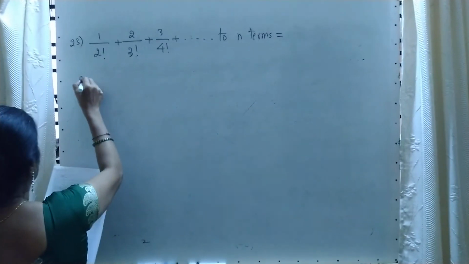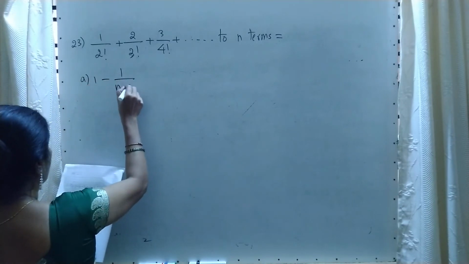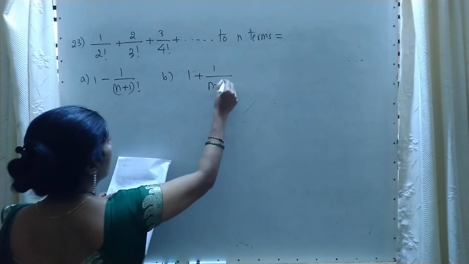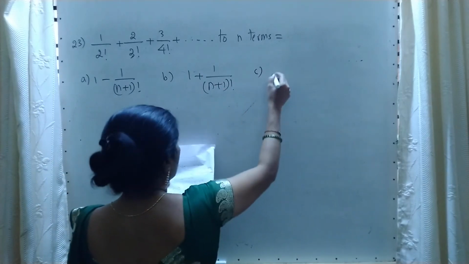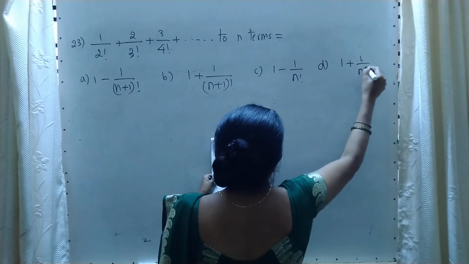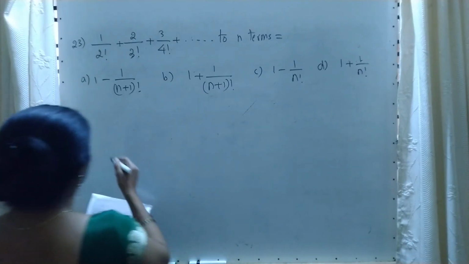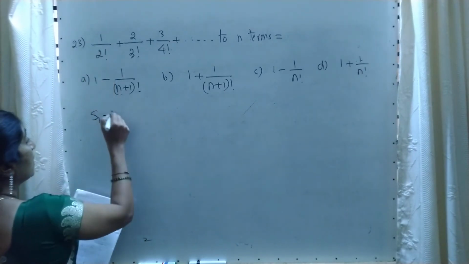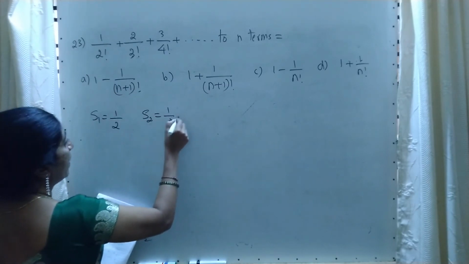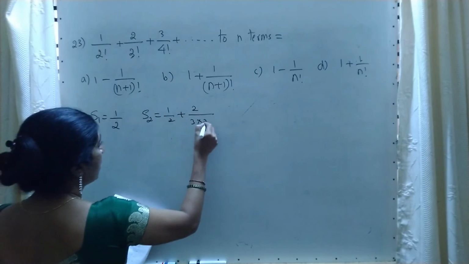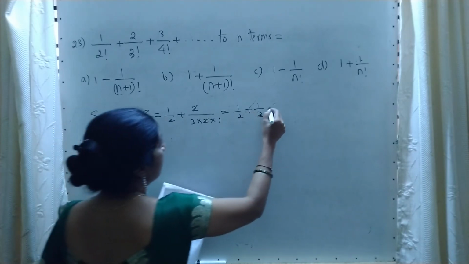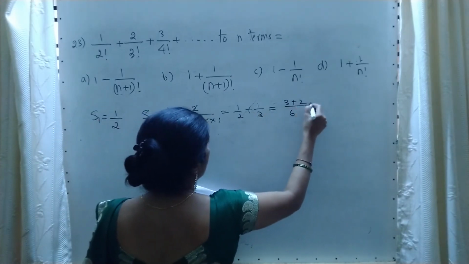First option, 1 minus... see the options. Here also I am going like that. First I am going for S1 from the series. That is 1 by 2 factorial, which is 1 by 2. Here what is S2? 1 by 2 plus 2 by 3 factorial, and 3 factorial is 3 into 2 into 1. It is 1 by 2 plus 1 by 3. So the LCM is 6, and it is 3 plus 2, that is 5 by 6.